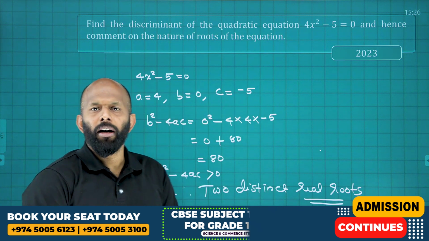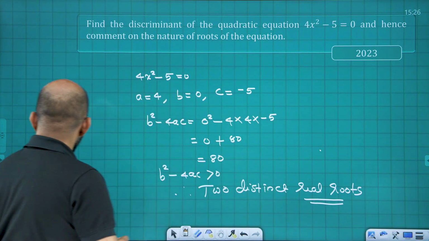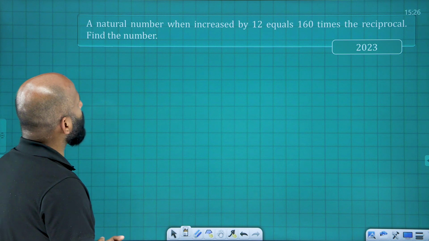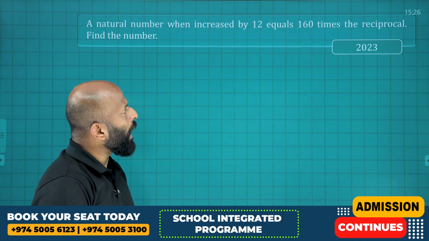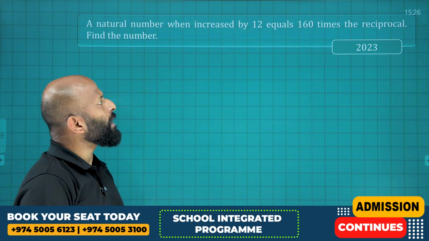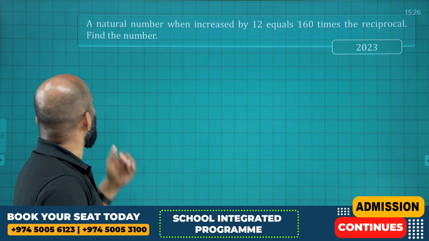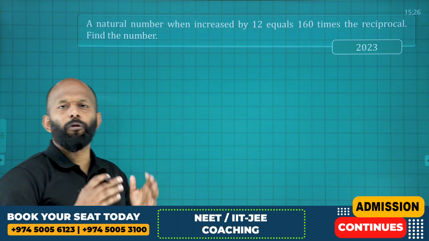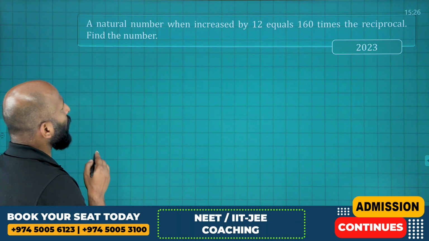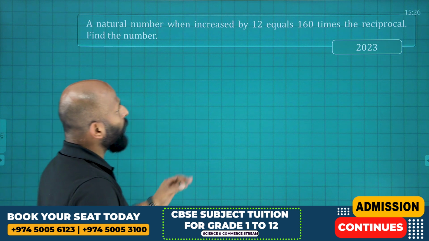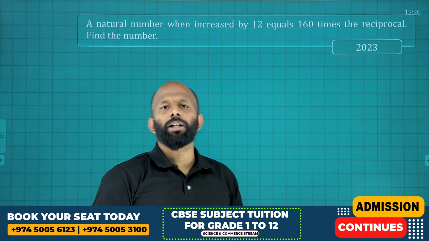Now we can move to the next question. Our next question is: a natural number when increased by 12 equals 160 times its reciprocal. Then find the number. We have to find the number.